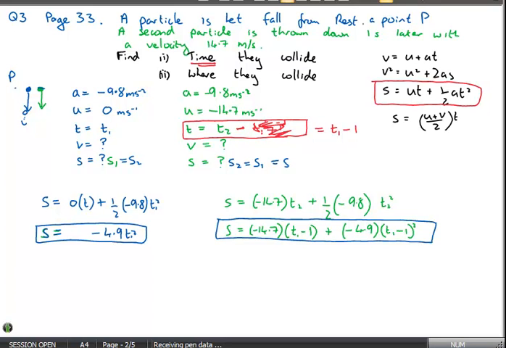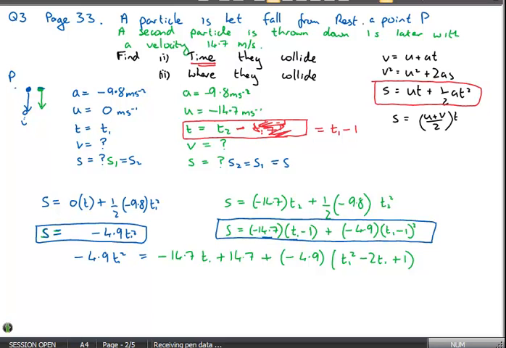This would be a good time for you to maybe pause the video and see if you can finish it yourself. So I'll just get going on it here. We have on the blue side here minus 4.9 t1 squared, equal to, multiplying this bracket out, minus 14.7 t1 plus 14.7, and then plus minus 4.9 times this squared, so it's t1 squared minus 2t1 plus 1.